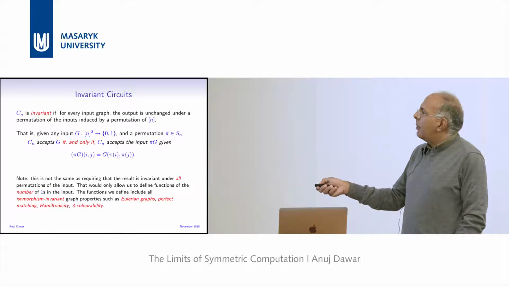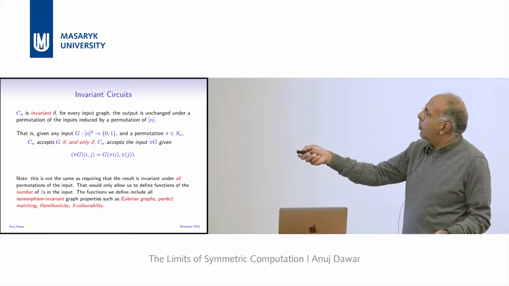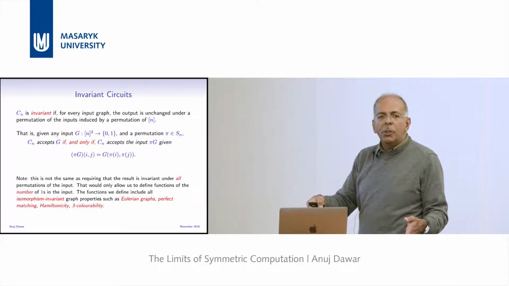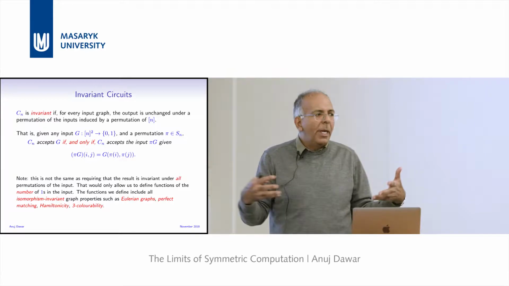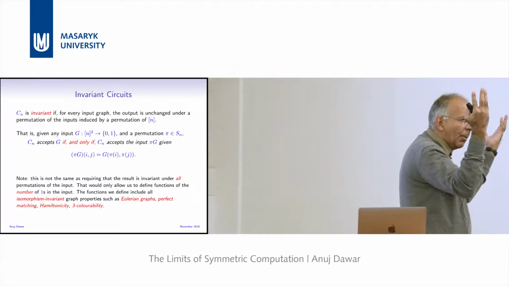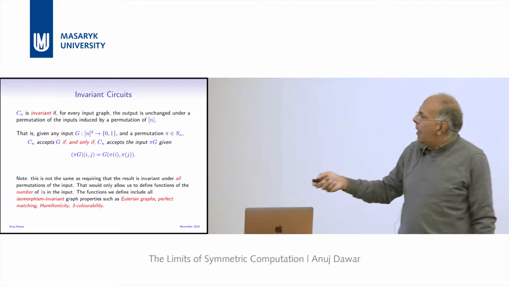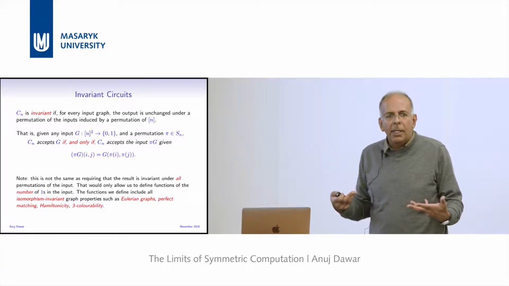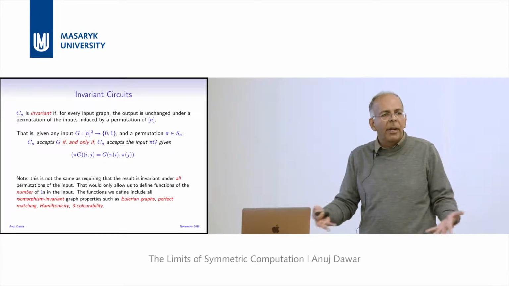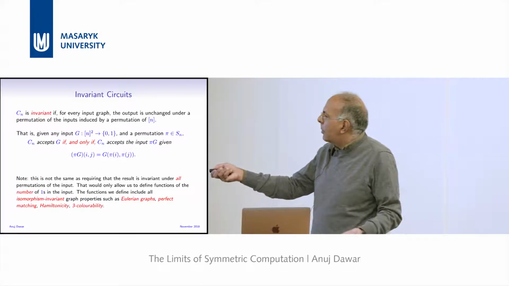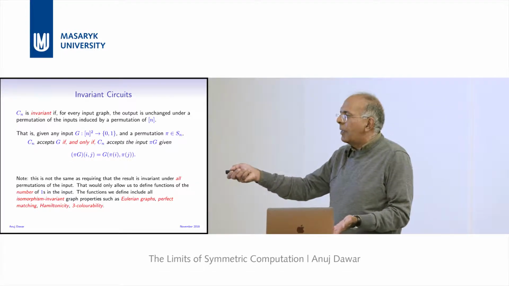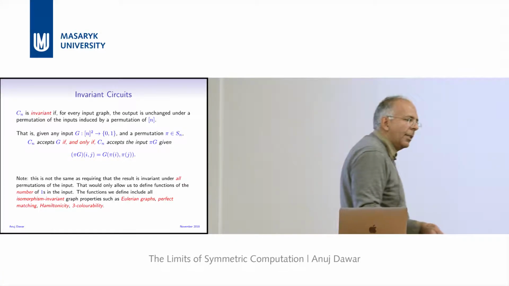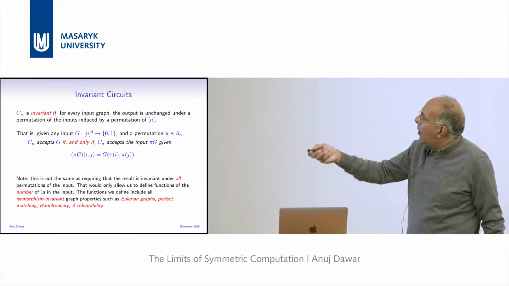This is not the same as saying the result is invariant under all permutations, right? Because there are n squared inputs and we're not taking all permutations of them. To say that it's invariant under all permutations would mean your circuit just counts the number of ones in the input. But this invariance condition just says that the circuit is deciding some isomorphism invariant property of the graphs. All the properties of graphs we've talked about, being Eulerian, having a perfect matching, Hamiltonicity, three-colorability, they don't depend on the reordering of the vertices. And so any circuits that decide them are invariant in this sense.